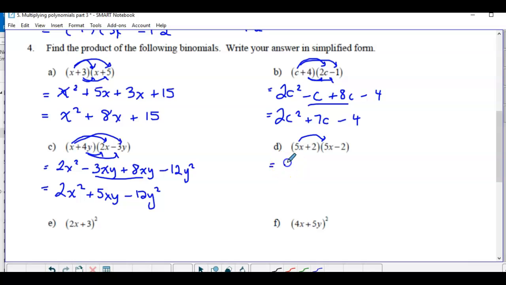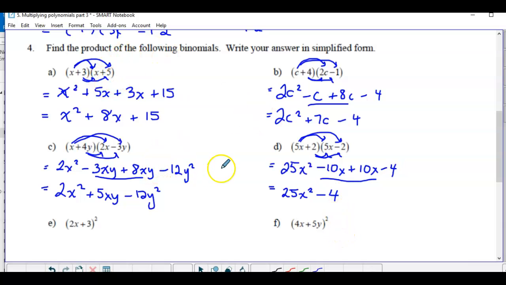Next we have 25x squared minus 10x plus 10x, and then minus 4. Okay, now negative 10x plus 10x is 0. So the binomials that we've multiplied together actually simplify to just 2 terms. All the other ones have simplified to 3 terms.